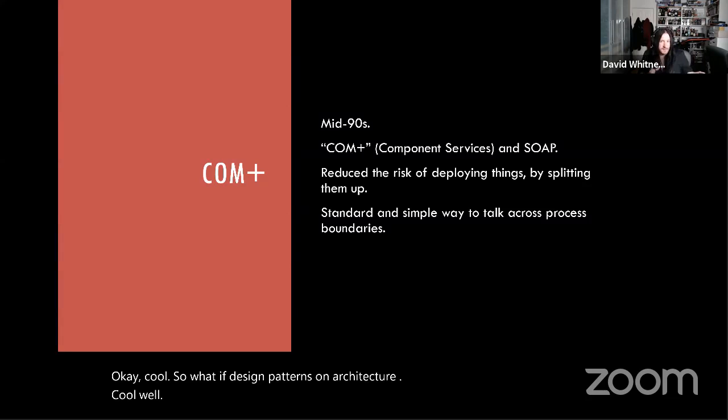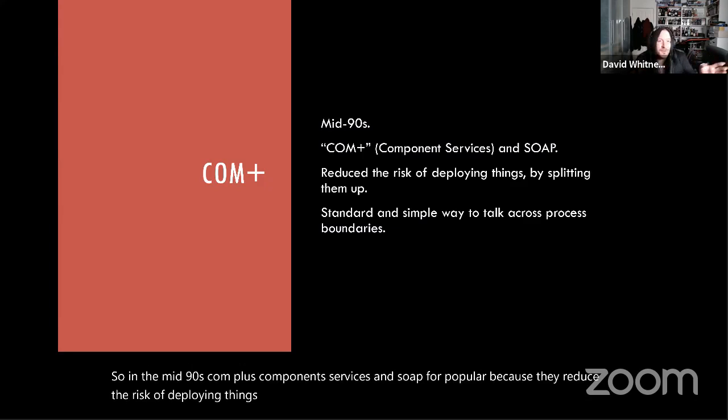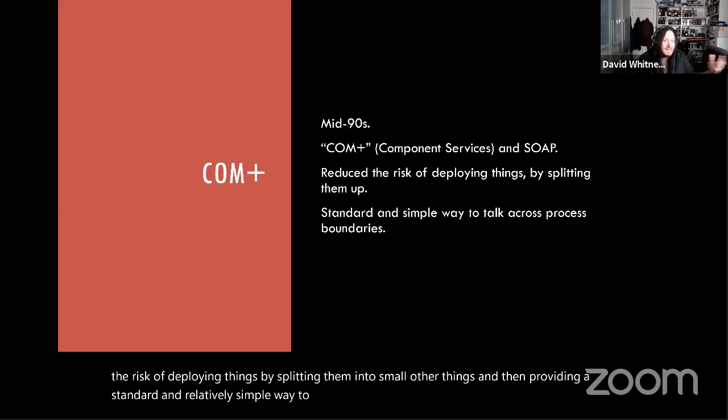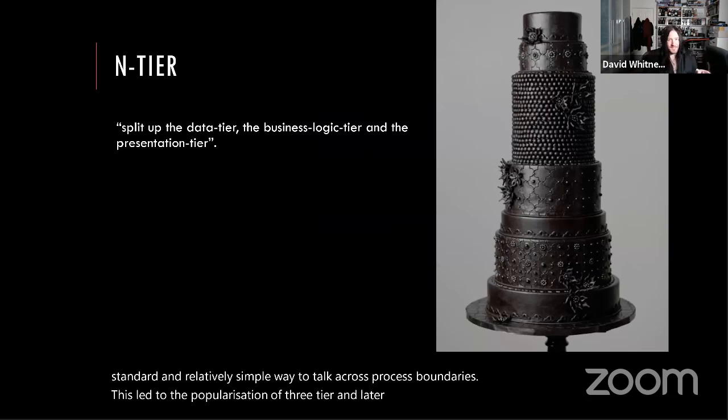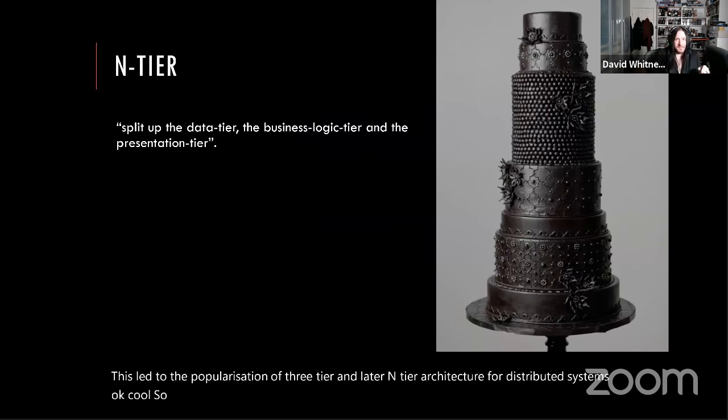So in the mid-90s, COM+, component services, and SOAP were popular because they reduced the risk of deploying things by splitting them into small other things, and then providing a standard and relatively simple way to talk across process boundaries. Oh God, I'm running late. This led to the popularization of 3-tier and later N-tier architecture for distributed systems. Okay, cool. So N-tier was just shorthand for split up the data and the business logic and the presentation tier.